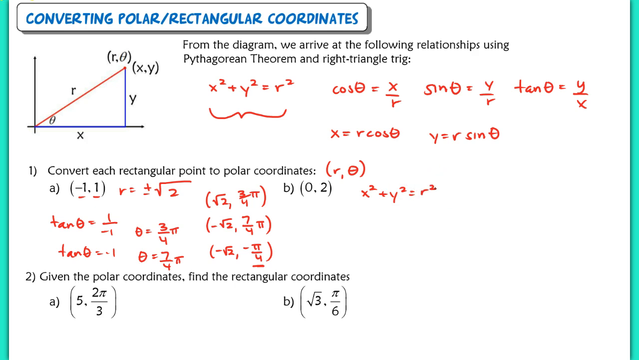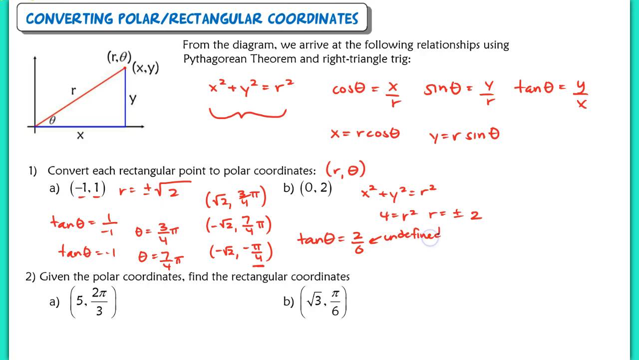So I continue to relate the variables that I'm given. Since I have an x, I have a y, I want to find r, that's the equation I'm going to use. So I have 4 equals r squared, so r is equal to positive or negative 2. Now this time when I solve for theta, I have the tangent of theta is equal to y over x, so 2 over 0. Now this is undefined.